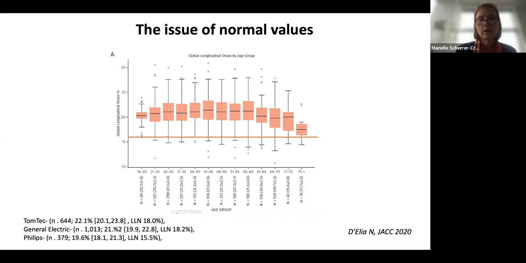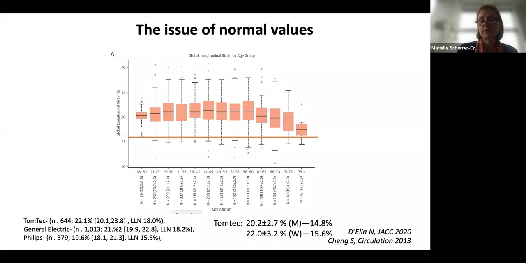And here I've put a bar on the 16, which is actually something that we have, that's what we're doing in our lab. And it is more of a common sense, if you will, take on the strain. But it's also been validated by, it's been accepted, I should say, by many other teams. This is just another paper by Susan Cheng, and what she was reporting was that with the TomTec in men, healthy older men could have a strain as low as 15%, really.